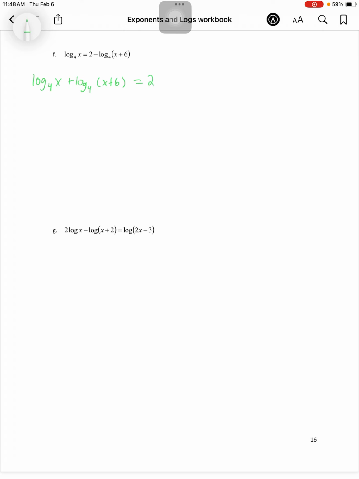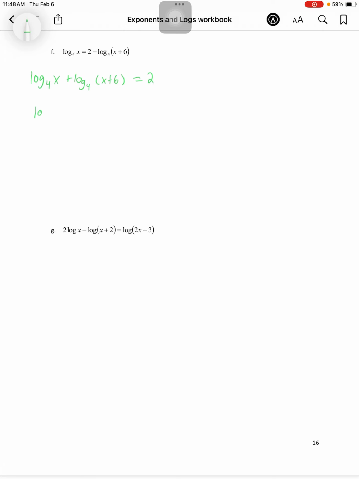And then now from here, we see we have the plus sign. That means you're going to use multiplication law. So it's going to be log 4 bracket x times x plus 6 equals 2. And then now at this stage, we could do the little switch method where now the 2 gets attached to 4, and the right side, the argument, goes over there.